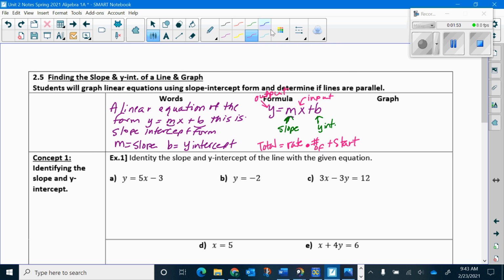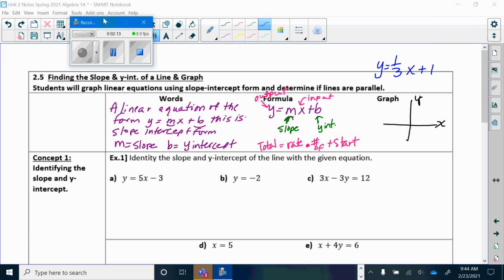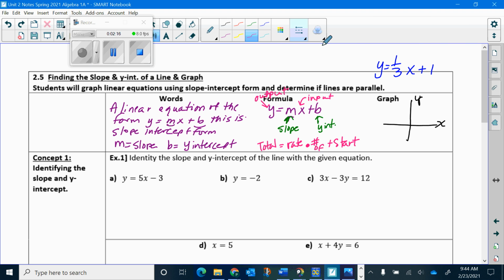Now, the graph, when I go to graph something like this, and this is my x, this is my y. Let me give you an example. Let's do, I don't know, y equals 1/3 x plus 1, for instance. Well, to graph this, we're going to plot the y-intercept on the y-axis. This is where we start. So we're going to start at 1 and put a dot.